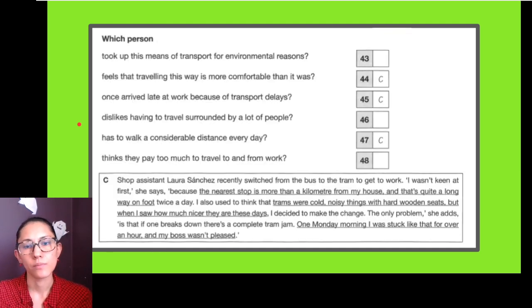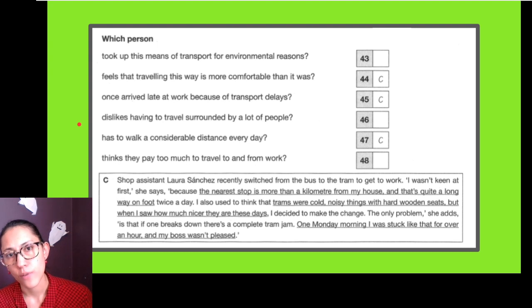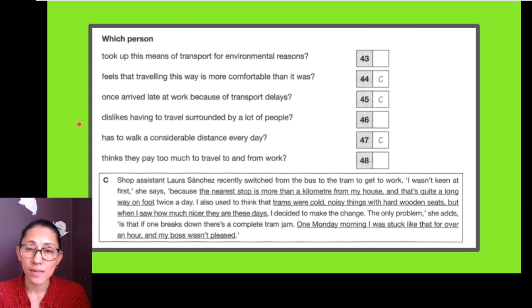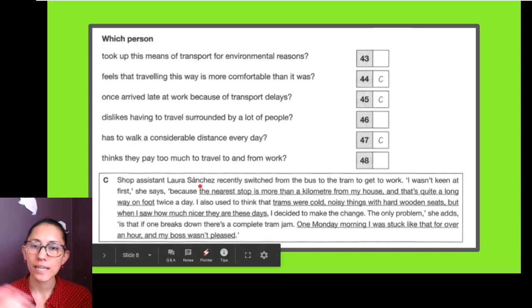Here is an example. You have: which person took up this means of transport for environmental reasons, which person feels that traveling this way is more comfortable than it was, which person once arrived late at work because of transport delays, which person dislikes having to travel surrounded by a lot of people, which person has to walk a considerable distance every day, and which person thinks they pay too much to travel to and from work. So here is just a little extract of 6 questions, and 3 of them have been answered by letter C, which is Laura Sanchez, okay?